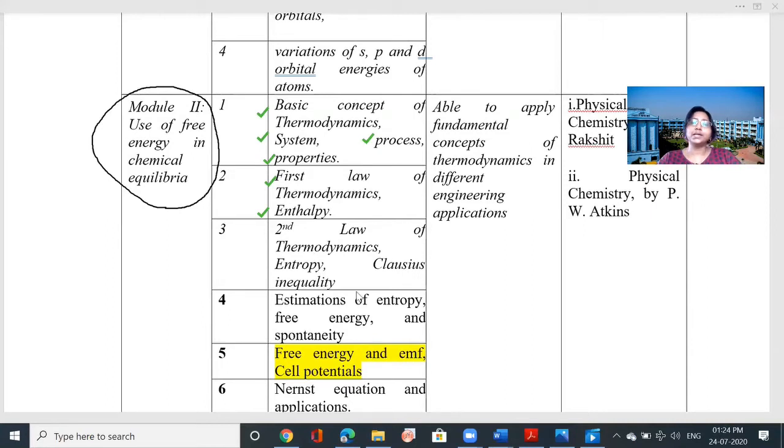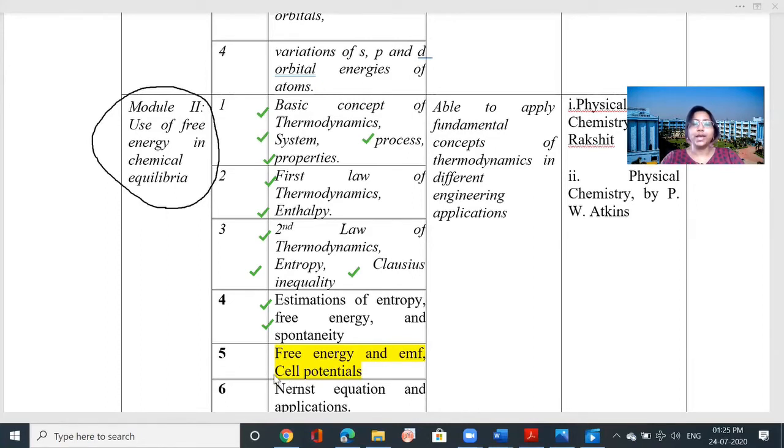In the third lecture, you learned the second law of thermodynamics, in different ways. You also learned entropy, that is the randomness, and Clausius inequality. In the fourth lecture, you learned the estimations of entropy, the free energy, and the spontaneity, how we can determine whether a reaction is spontaneous or not.